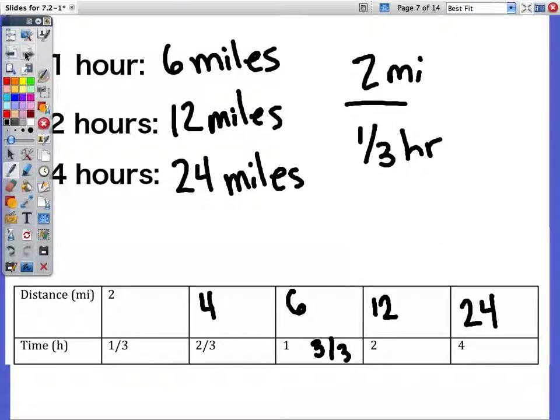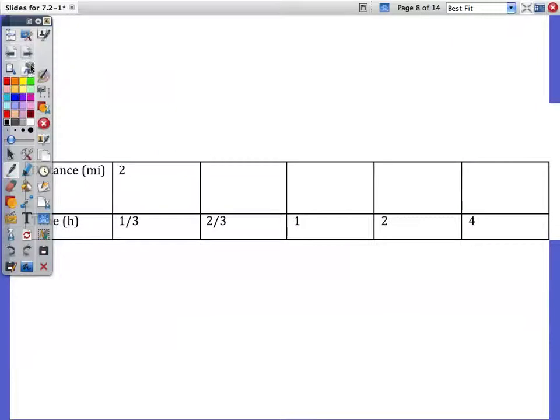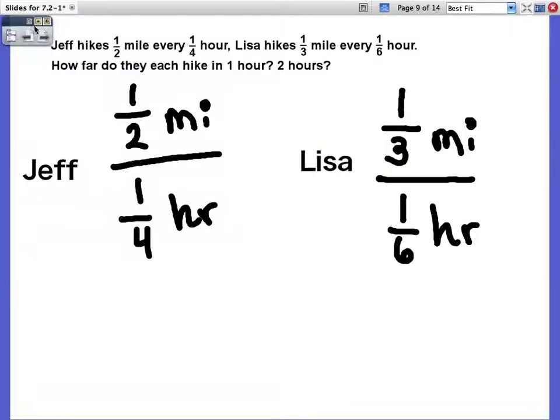I want to do one more example with you though to make this even clearer. Let's see. So here's our example. It says Jeff hikes 1/2 mile every 1/4 hour. Lisa hikes 1/3 mile every 1/6 hour.